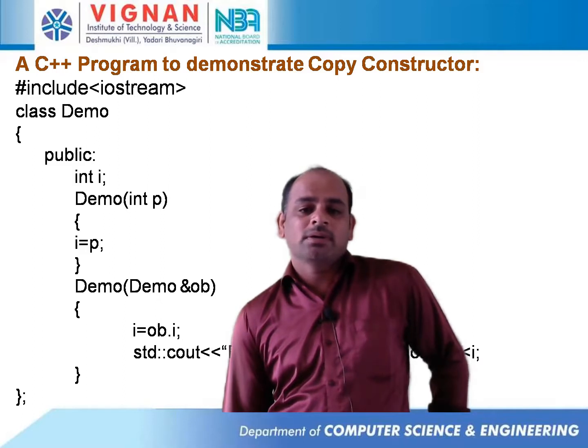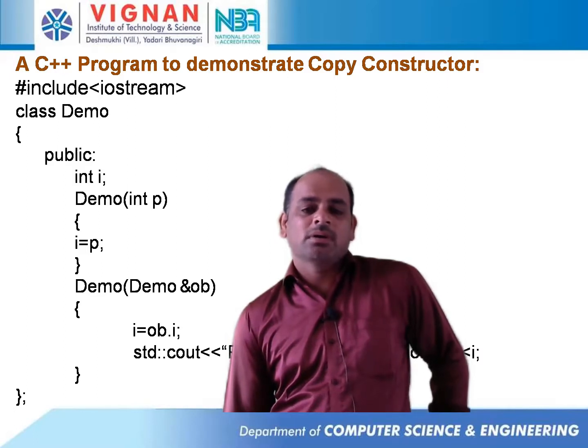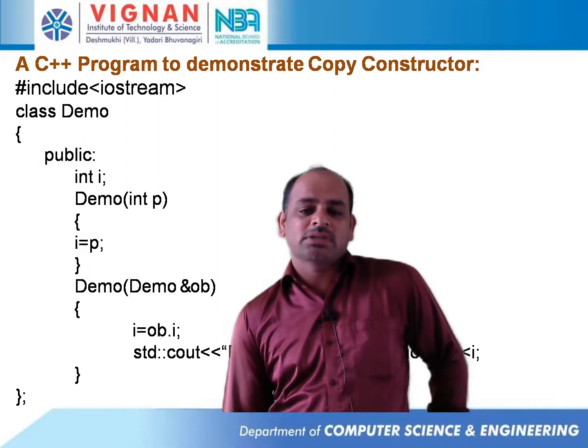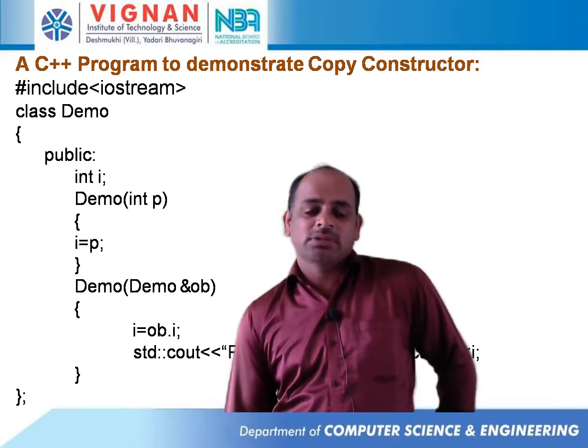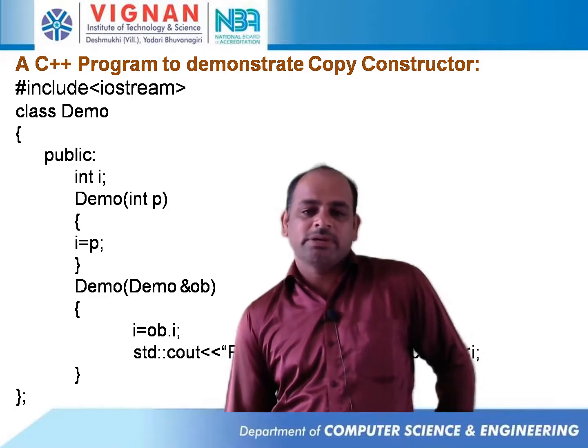In the first one, it is a parameterized constructor, but its parameter type is integer. But here the parameter type is the object itself, Demo object reference. Here we are again initializing i equal to ob.i, which refers to the current object by which this constructor is called, and std::cout prints the i value. Let us see how this constructor works in the next slide.